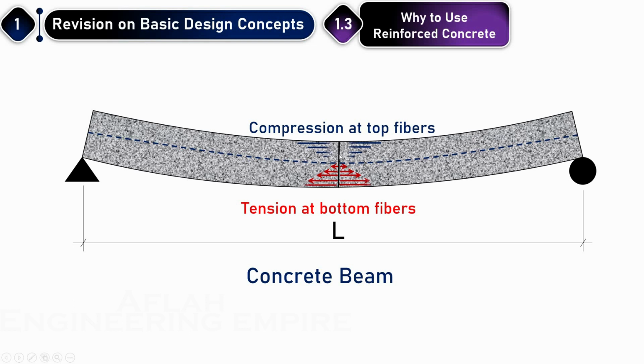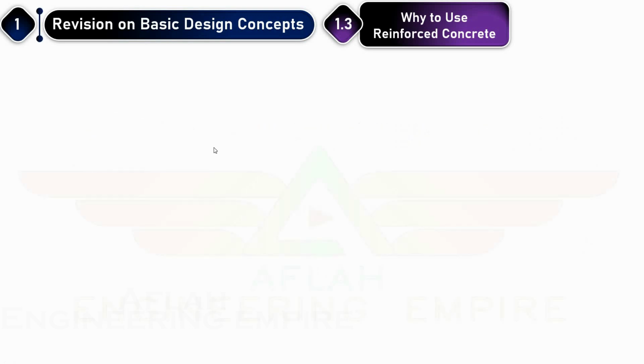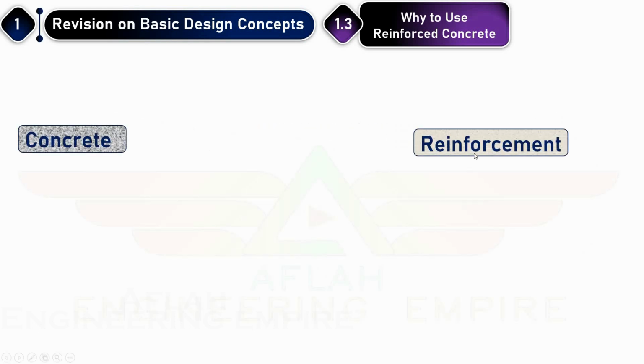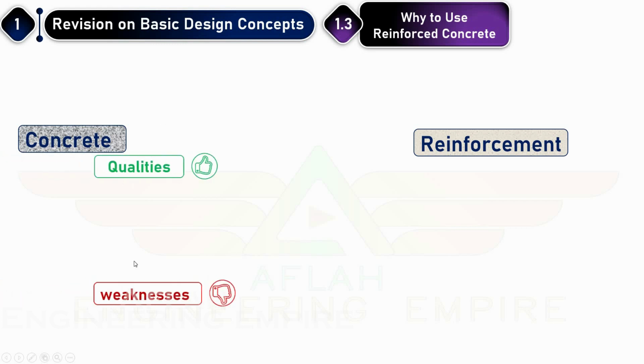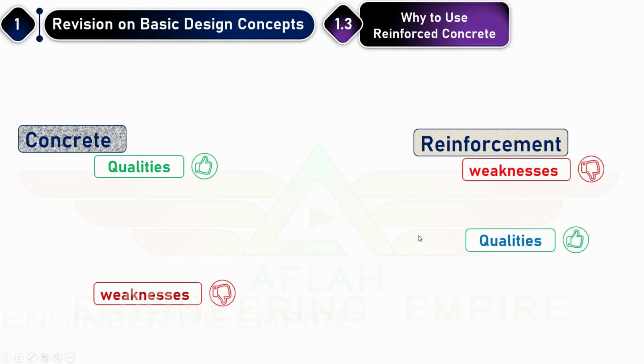The top part is concrete, and concrete has a property that makes it good to withstand compressive stresses. So if you have such behavior in many conditions of the beam and other reinforced concrete elements, we need to understand the properties of the concrete and the reinforcement so that each one is placed where it is required. Now we know that we have concrete and reinforcement. Concrete has its own qualities and weaknesses, and reinforcement does too.